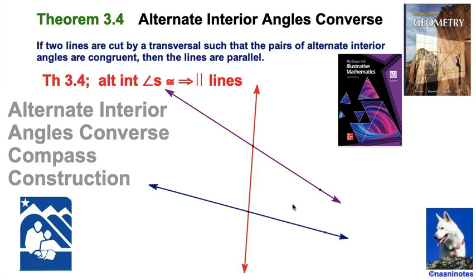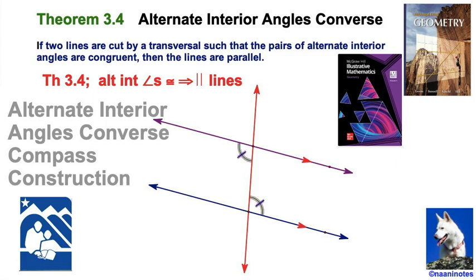This video is about a compass construction, but let's review the underlying theorems first. Now, I've got three coplanar lines here, and I've got this blue and purple one crossed by a transversal, and we learned that we have something called the alternate interior angle theorem. If these lines are parallel, then we can conclude that the alternate interior angles are congruent.